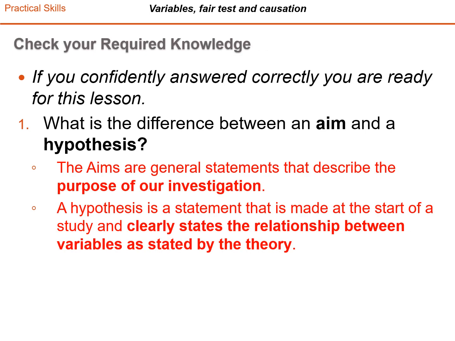So here are the answers to the first question. Aims are general statements describing what our experiment is trying to find out, whereas hypotheses are statements that state the relationship that we expect as stated by the theory. A hypothesis at the end of an experiment will either be proven true or false.